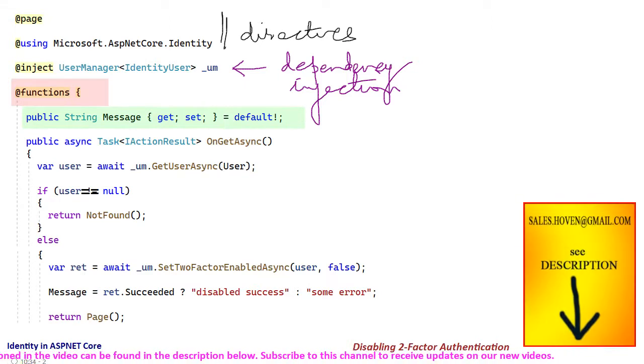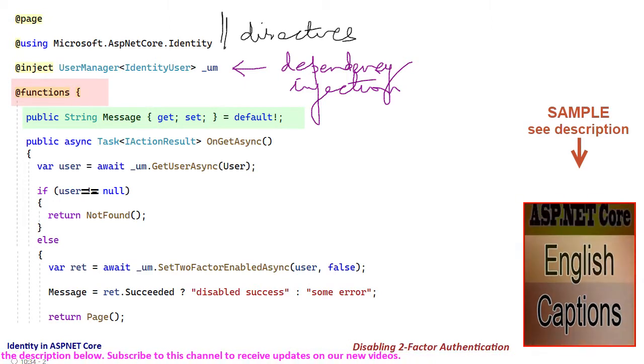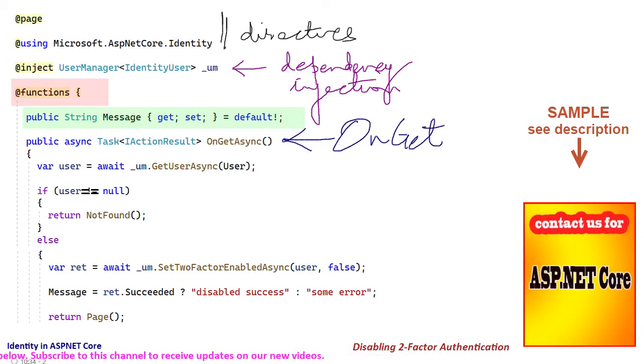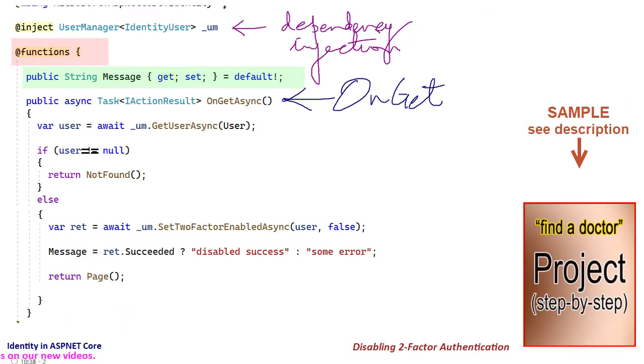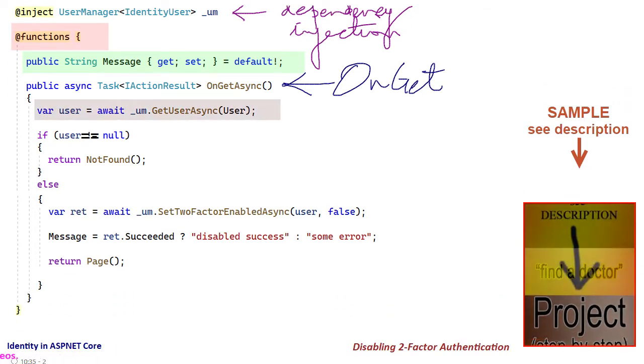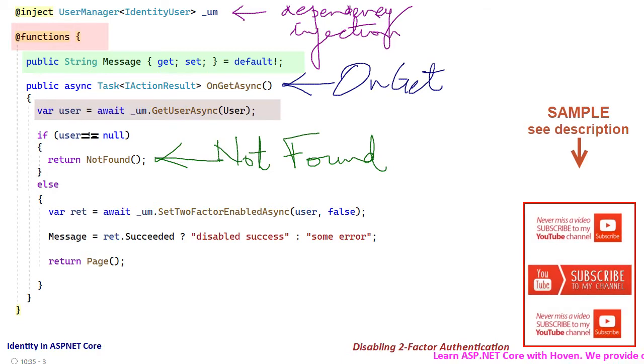The Message property will help us display a message for success or failure to the user. The OnGet method is called when the page is reached by the user the first time. First, we use the user manager service to obtain the logged in user. If the user cannot be found, then an error response is sent.